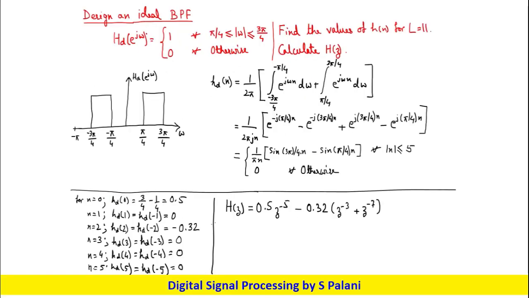Similarly, if you look into the ideal bandpass filter, it says pi by 4 to 3 pi by 4. So minus 3 pi by 4 to minus pi by 4, then pi by 4 to 3 pi by 4. Again you see the limits, integrals are there. Then you perform the integration and you find out the equation, and from that equation you find out the Hn values.